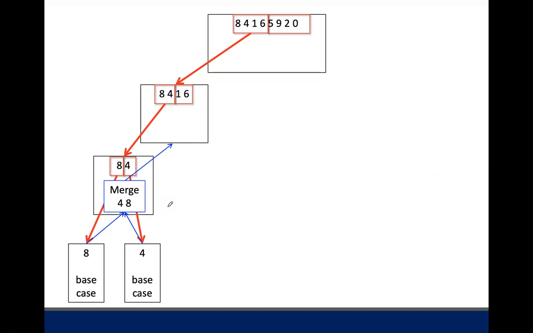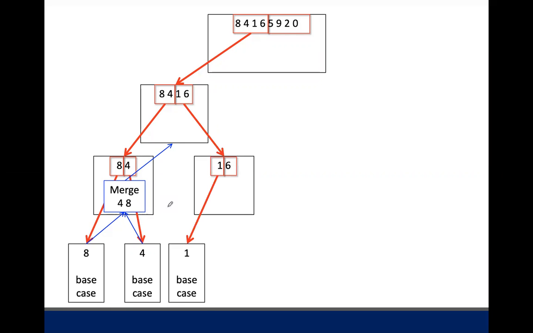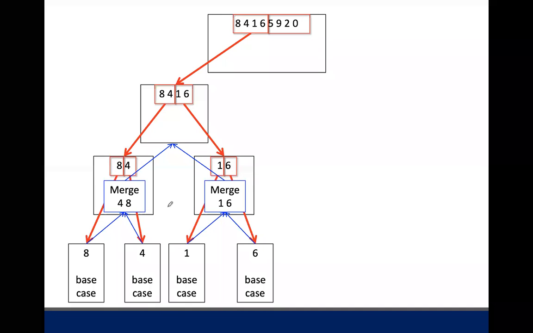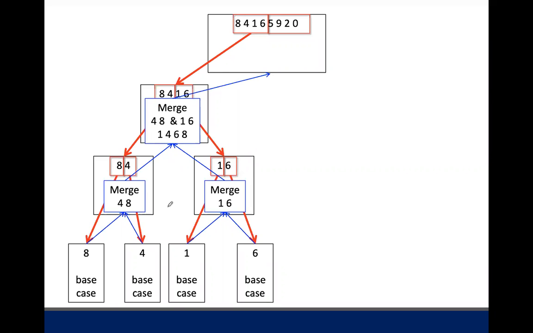Okay, now 4 and 8 is returned, so I can move to the next line, which is merge sort the other half. So 1 6, that's going to call a base case, return the 1, 6 also a base case, return the 6, then merge. So I get 1 6. That would be returned to the caller. Now I have two sublists, each sorted, and I merge them. That will give me 1 4 6 8. Okay.